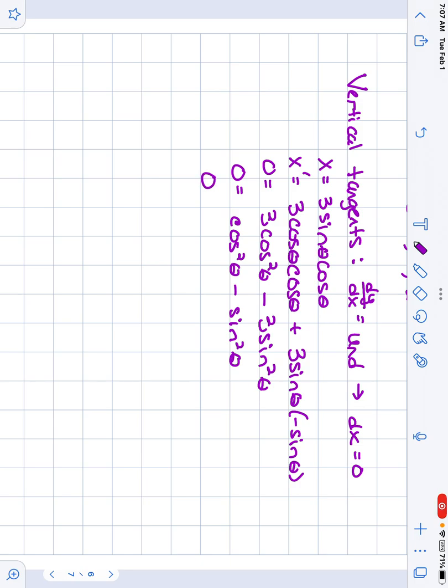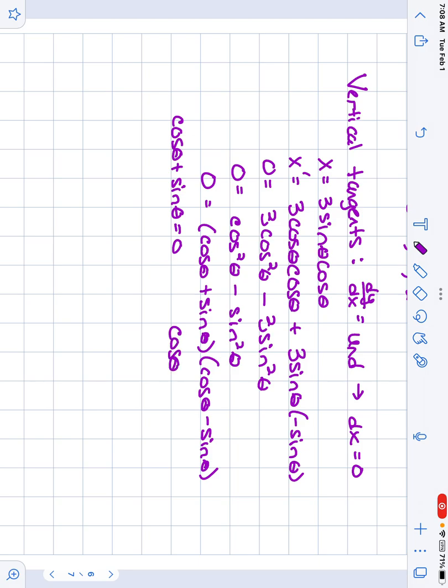All right, I can factor that because that's a difference of squares. Cosine theta plus sine theta times cosine theta minus sine theta. Okay, now that I've factored that, I can set each of those factors equal to 0. Where is cosine theta plus sine theta equals 0? And where is cosine theta minus sine theta equals 0? Okay, so I've got 2 different things that I'm looking at. Where is cosine the opposite of sine? And where is cosine equal to sine?